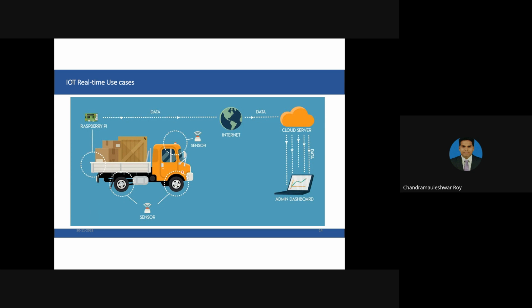Okay, Raspberry Pi is nothing. It is a small computer where we will do the processing part, and this data will be sent through the internet to a cloud server. So in the cloud, data will be stored, and we will do the analytics either using machine learning or AI. Then the admin dashboard. So this is one complete real-time use case.